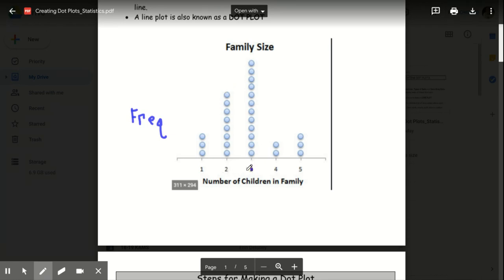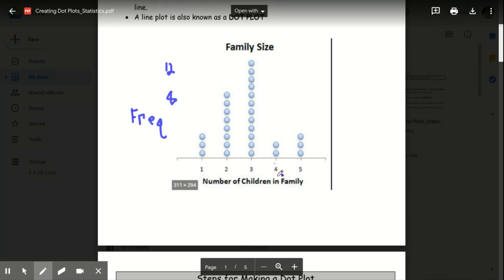Okay. This is for 3, number of children in a family, 3 children in a family. So 1, 2, 3, 4, 5, 6, 7, 8, 9, 10, 11, 12. There are 12 families that had 3 children. The frequency would be 12 for this one. This would be 12. The frequency for this one would be 8, okay, for this one right here. And this one, of course, would be 3.